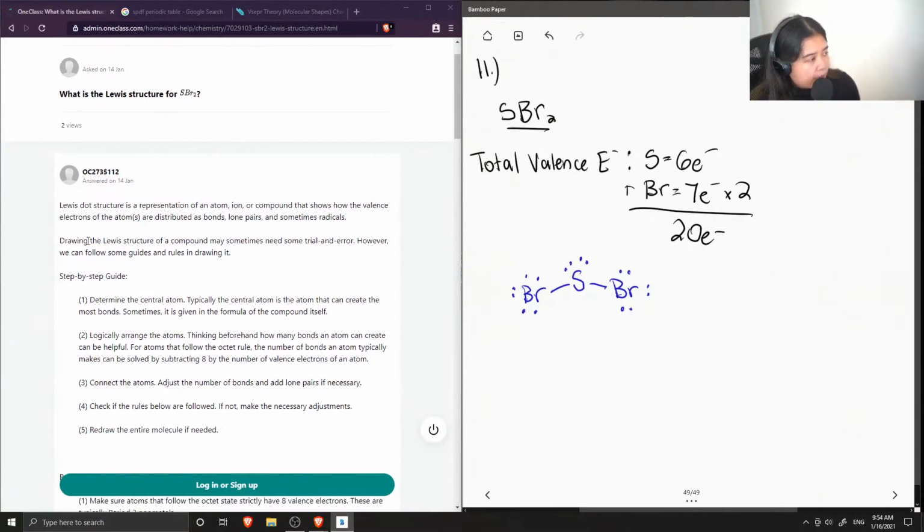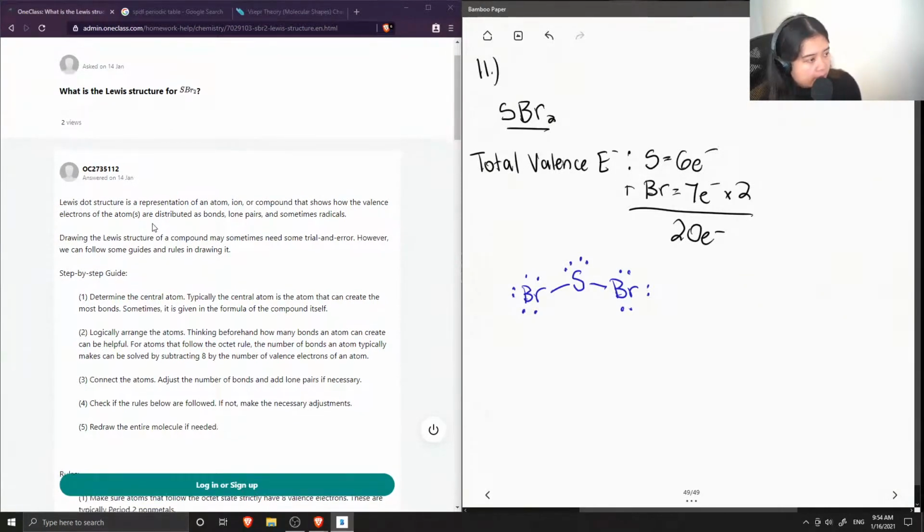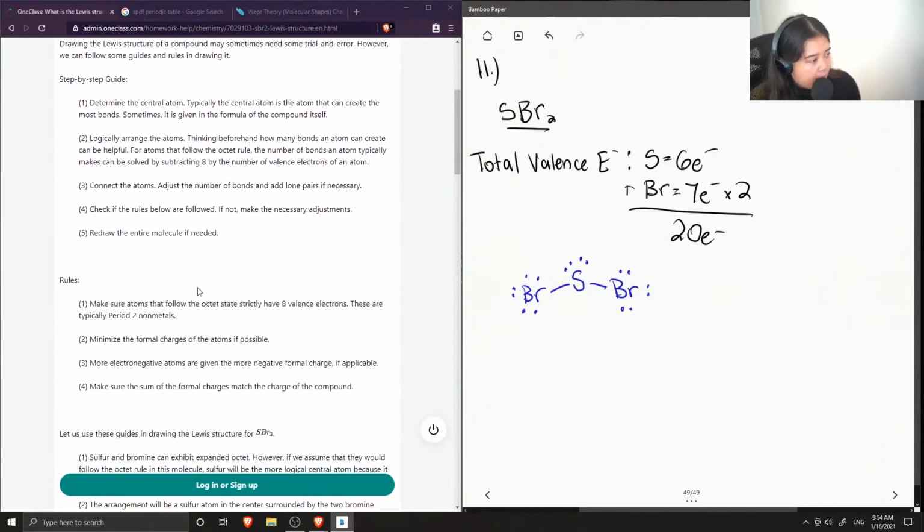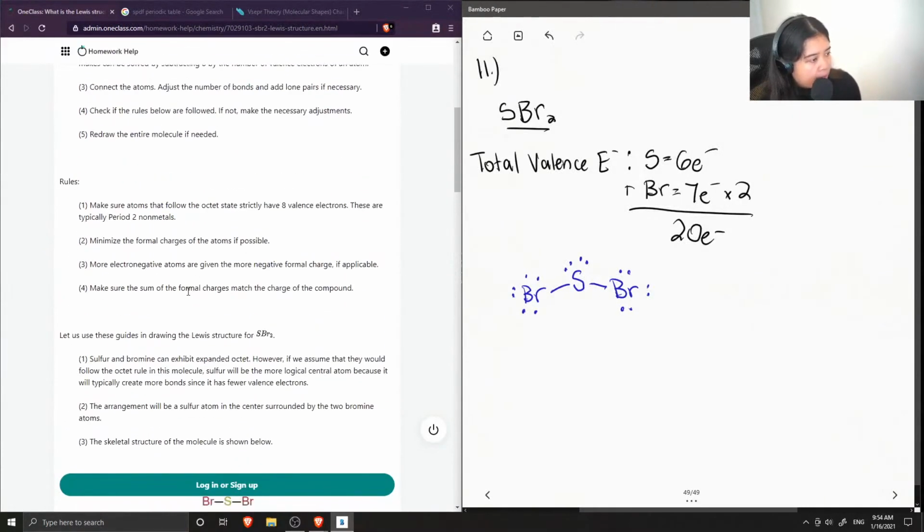And the junior tutor said that a Lewis dot structure is a representation of an atom, ion, or compound that shows how the valence electrons of the atoms are distributed as bonds, lone pairs, and sometimes radicals. Okay, so they have a nice step-by-step guide and also some rules.